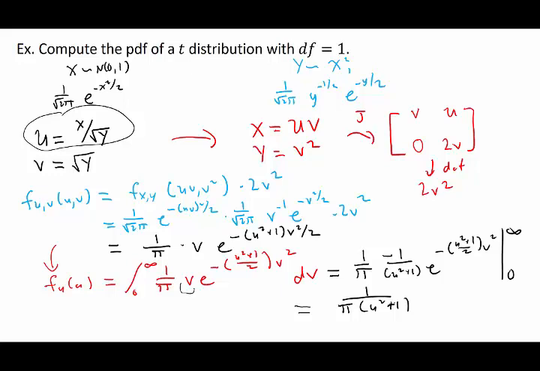I encourage you to take a moment to Google online for the more general formula, which can be written in terms of gammas and powers, which depend on the degrees of freedom. But this will suffice for our applications, or at least our understanding of the applications.